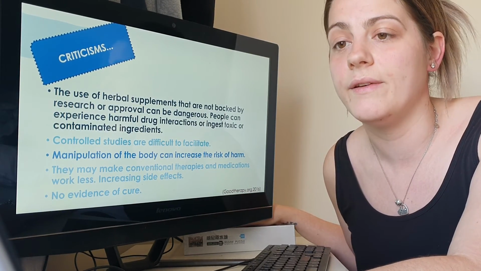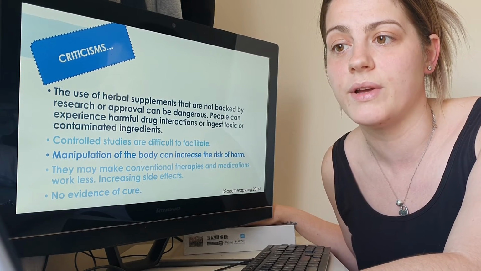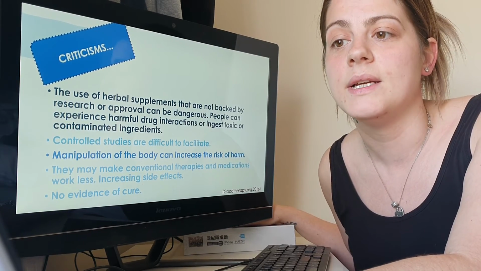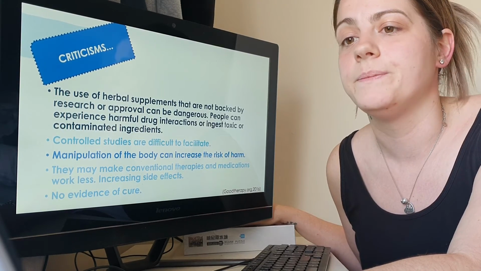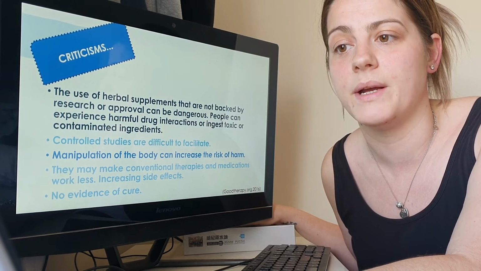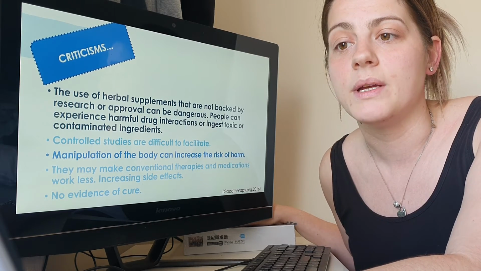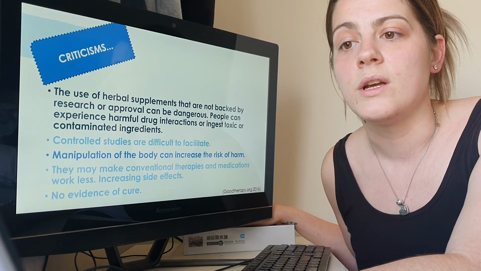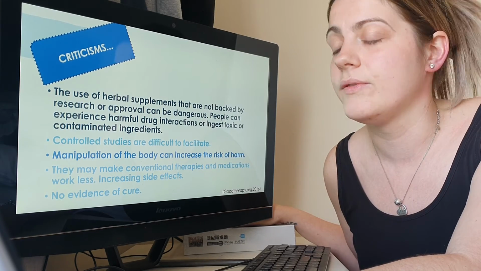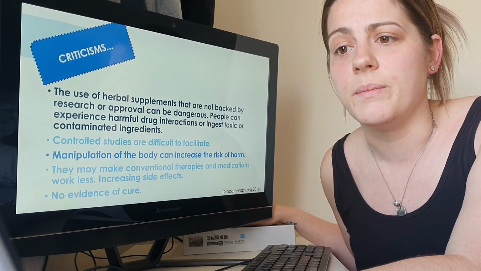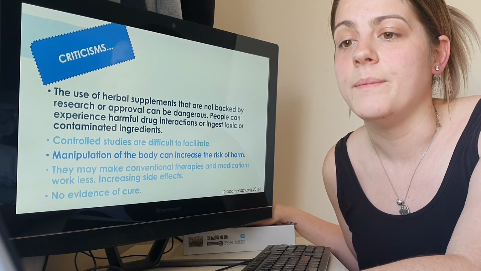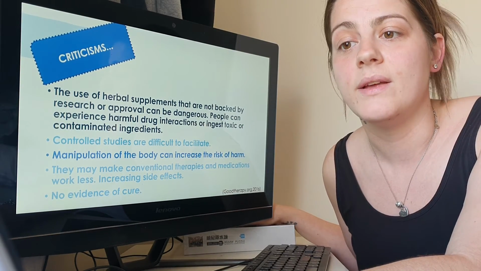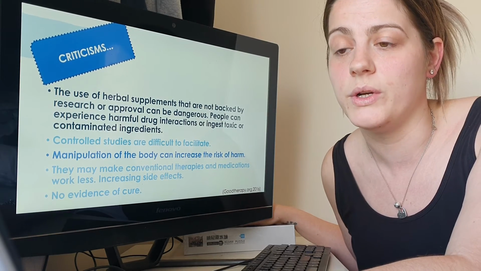Although a significant amount of research supports the safe and effective use of a number of CAM therapies, and medical professions do recognise the benefits, there are also safety concerns and criticisms. The use of herbal supplements not backed by research or approval can be dangerous. People can experience harmful drug interactions or ingest toxic or contaminated ingredients. Controlled studies are difficult to facilitate. Manipulation of the body can increase the risk of harm. They may make conventional therapies and medications work less, increasing side effects. And there is no evidence that these treatments and medicines work to cure illness.